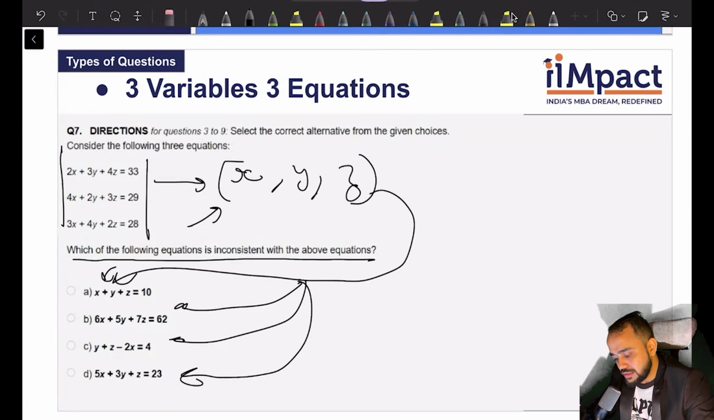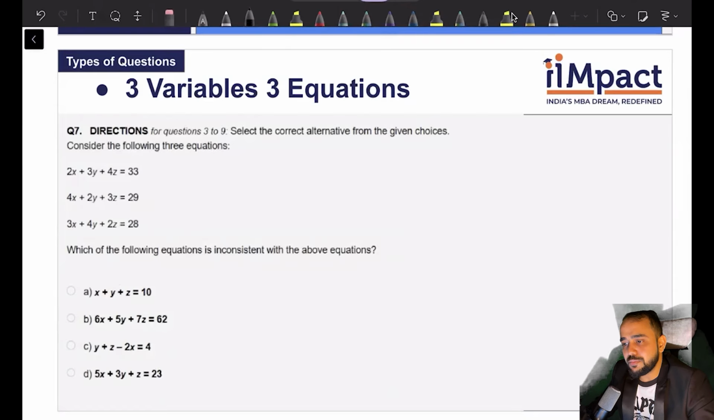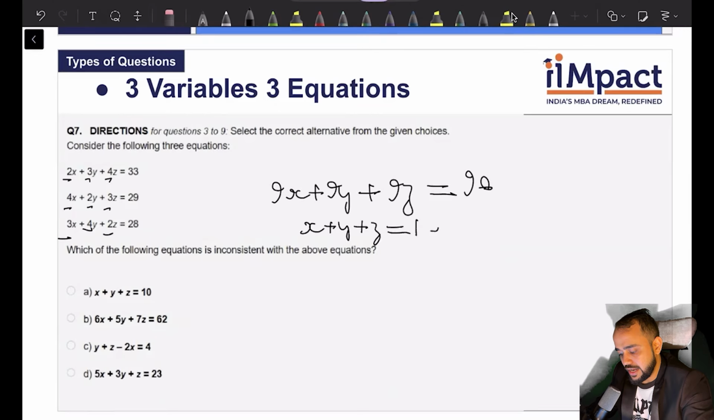So what is worth it is, can I convert each of the options that are given to me as a sum, multiplication, or division of the given equations? For example, you observe that the coefficients are 2 4 3, 3 2 4, 4 3 2. Between the three equations, all three of x, y, and z have the same constants. So if I add these three, what will I get? 9x plus 9y plus 9z is equal to what? 33 plus 29 plus 28. That is 90. Or x plus y plus z is equal to 10.